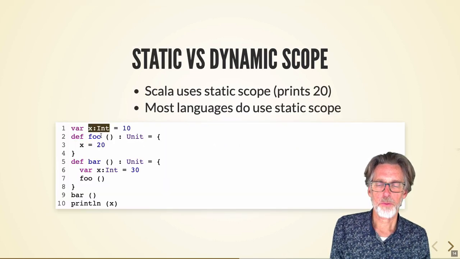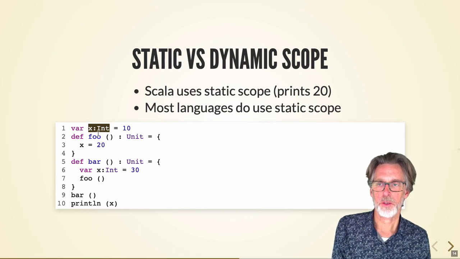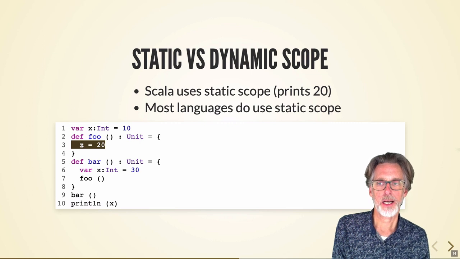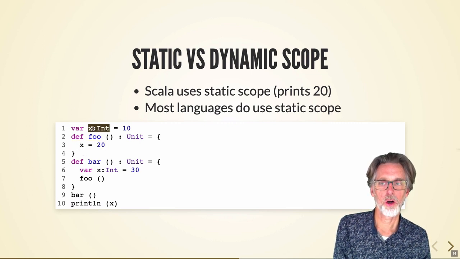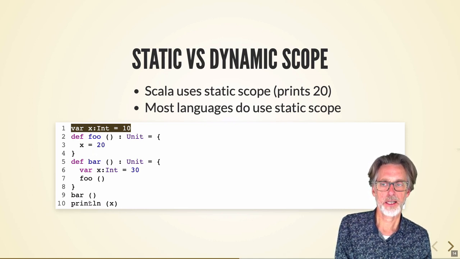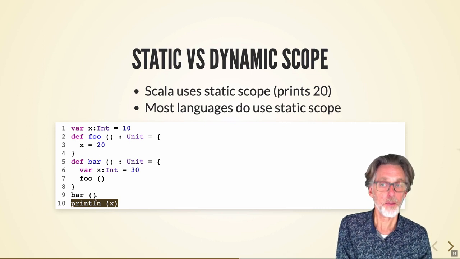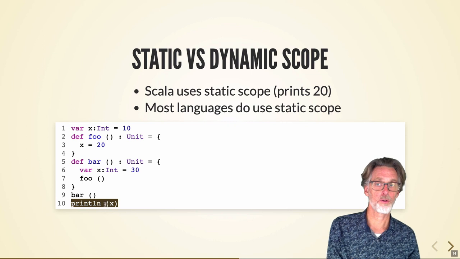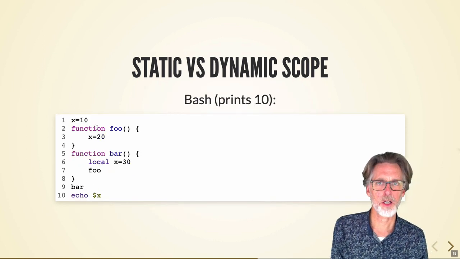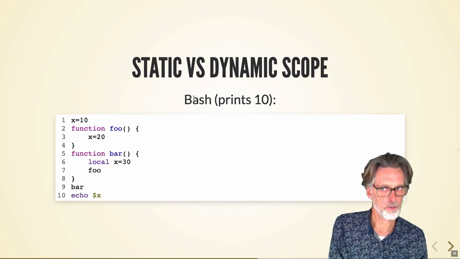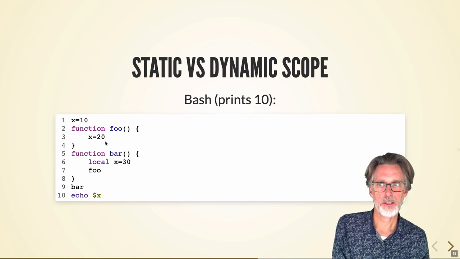Because static scoping is more common, it's probably more familiar to you, and that's what you expect this program to do. So here on line 3, when I update x, I'm updating the global value of x, not this local variable, and therefore I expect this thing to print out 20 because foo here has actually updated the value of the global variable. Under dynamic scope, however, you may not get that result. So the bash scripting language will actually give you the other result here because it uses dynamic scope.